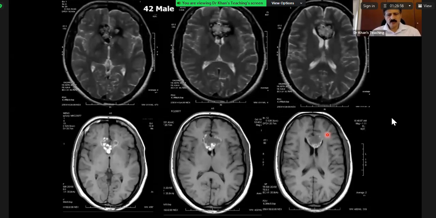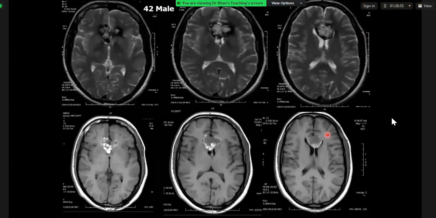42-year-old male. I've got multiple axial slices, T2 and T1, on which I can see an abnormality anterior to the frontal horns of the lateral ventricles, which on T2 is centrally iso-intense with a surrounding dark rim. And on T1 it appears bright with a central area which is iso-intense. So with the rim, it looks like a vascular anomaly in that region, centered anterior to the frontal horns.